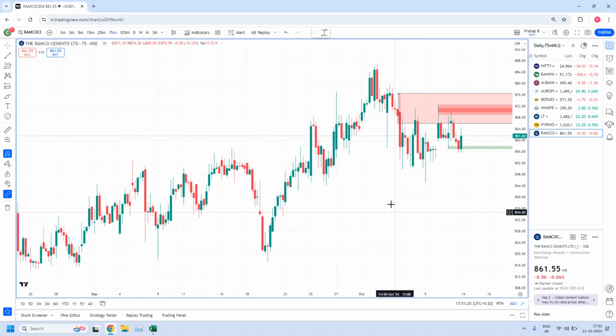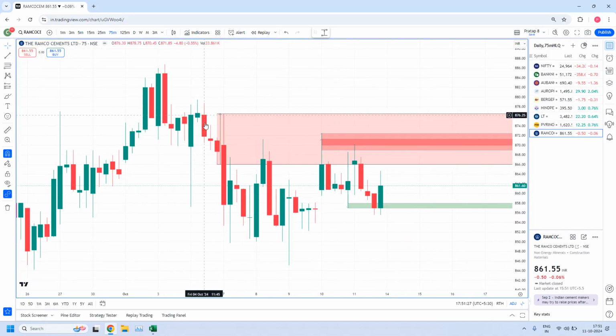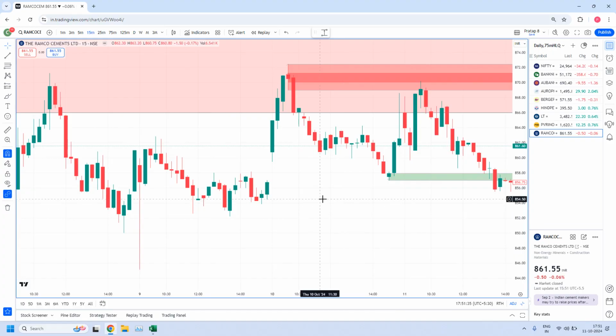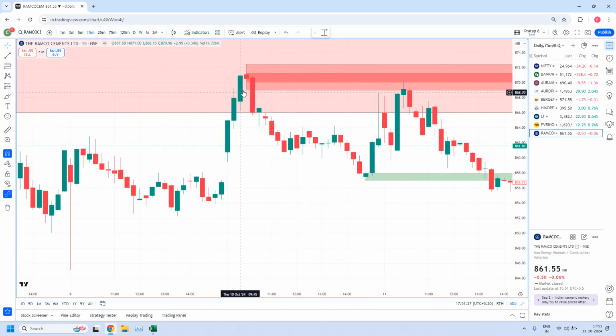This is a 75-minute supply zone. We have drop, 2 base candles and again a drop candle. This is having a fine-tuned 15-minute zone. Here you have a fine-tuned 15-minute zone. Rally base drop. Yesterday it was created, this zone. 10th October, rally base drop.